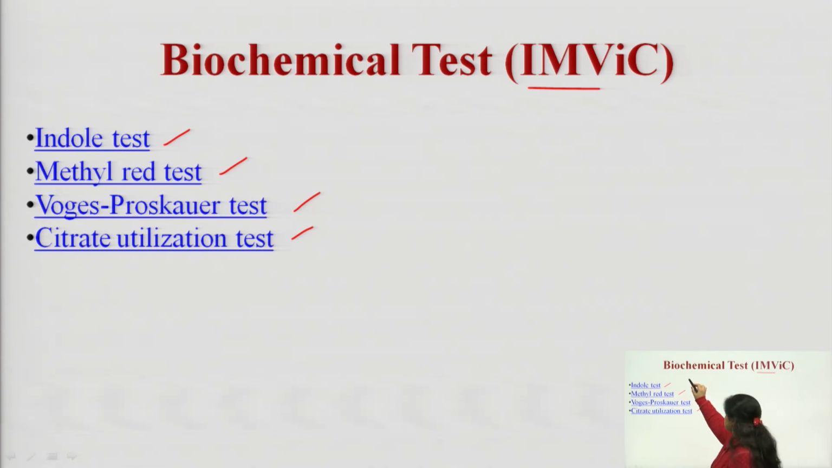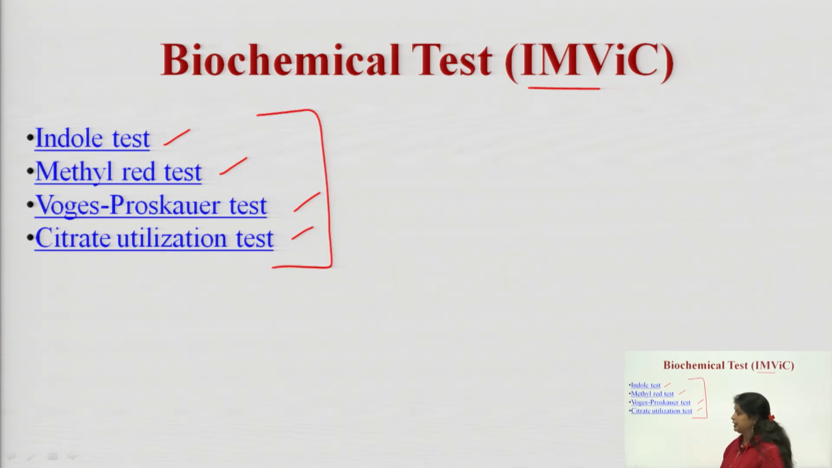In the IMViC test, we will try to find the microorganisms which are releasing citrate enzyme, which are releasing tryptophanase enzymes, which release acids as the end product, and which release acetone as an end product. Those chemicals and enzymes can be identified by using these types of biochemical tests. One by one we will discuss all these tests, what we need to do to analyze and identify such bacteria.